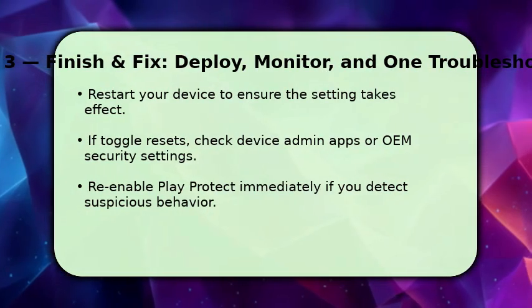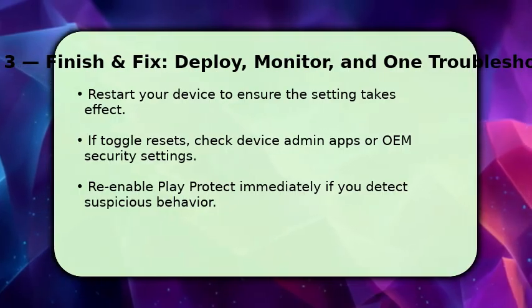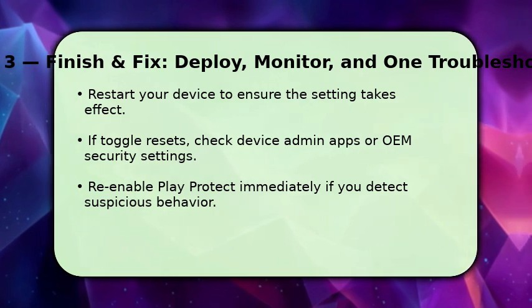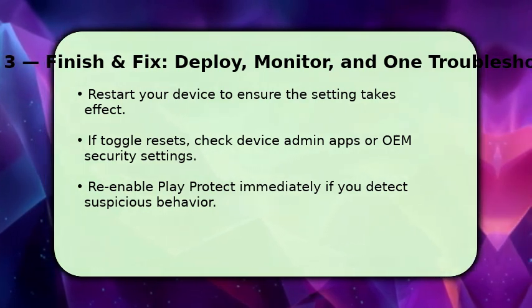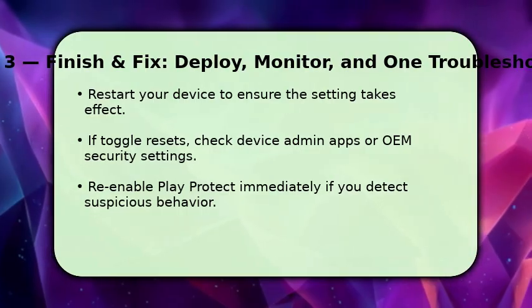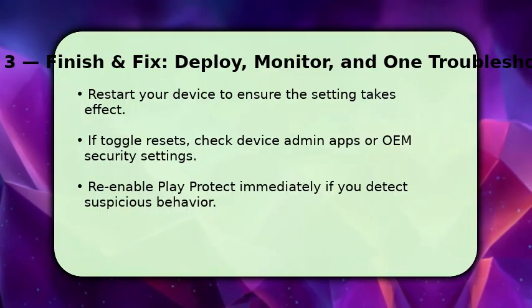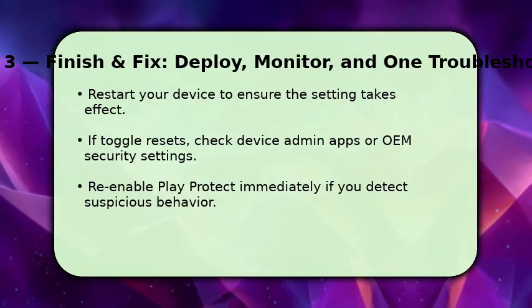After disabling Play Protect, restart your device so the change fully applies to system services. If the toggle snaps back on, check for manufacturer security apps or device admin policies that re-enable scanning. Open Settings, Security, Device Admin Apps and remove any admin rights temporarily.